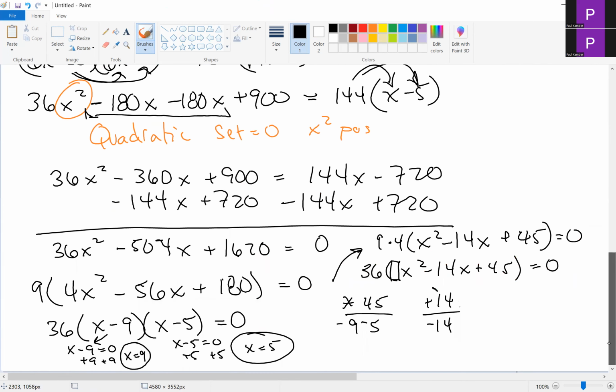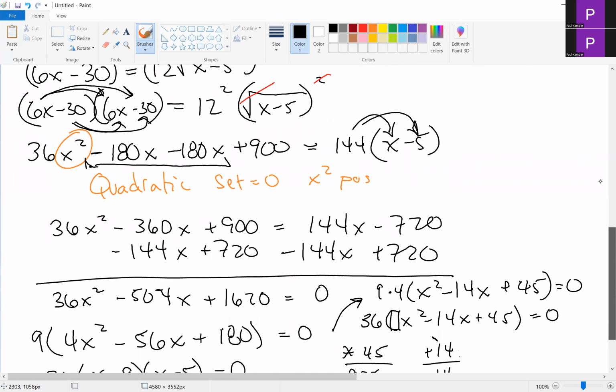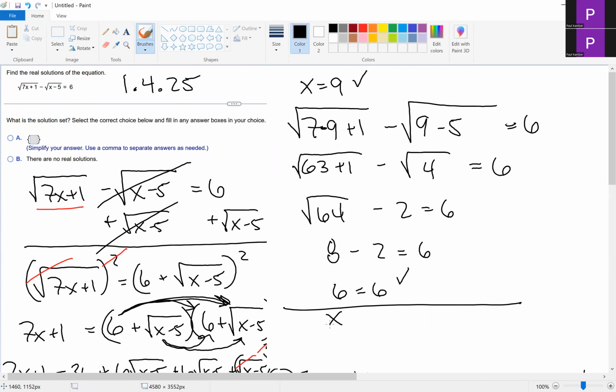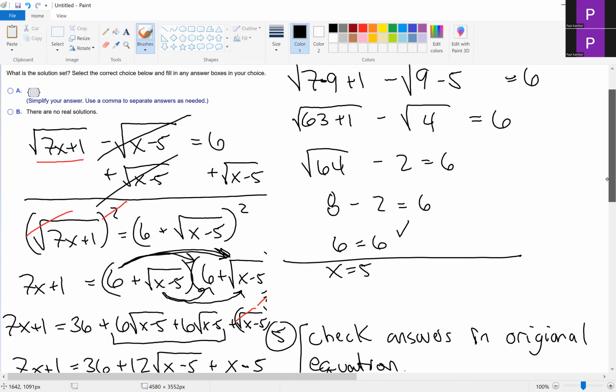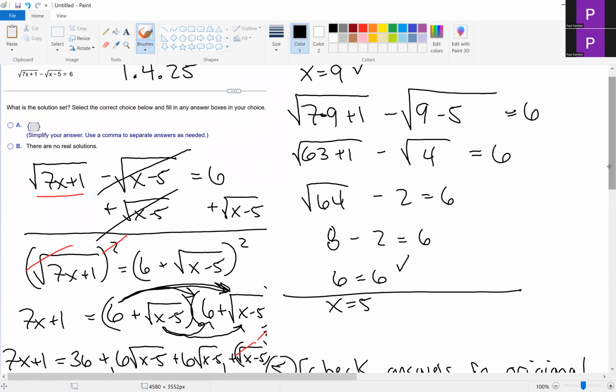The other possibility, we can scroll down, was 5. So we have to go and check 5. Does x equals 5 work? Okay. Well, let's see. It's got to go back to the original. So that's going to be the square root of 7 times x, but x is 5, plus 1 minus the square root of, well, x is 5, 5 minus 5. Is that equal to 6?